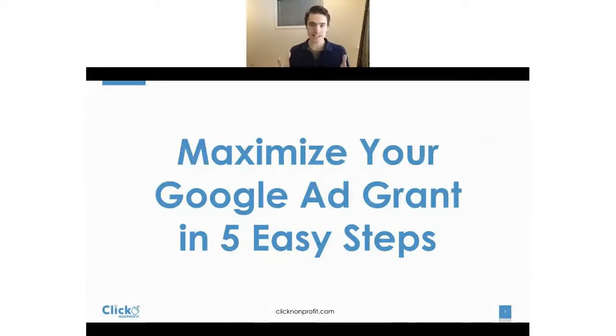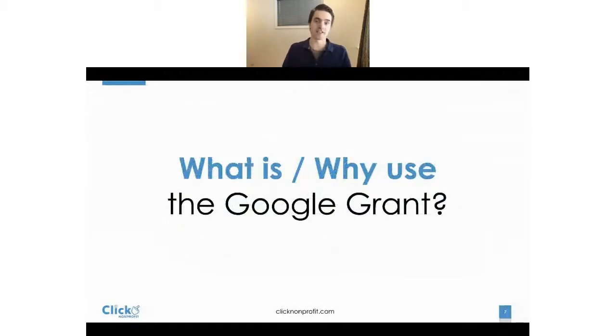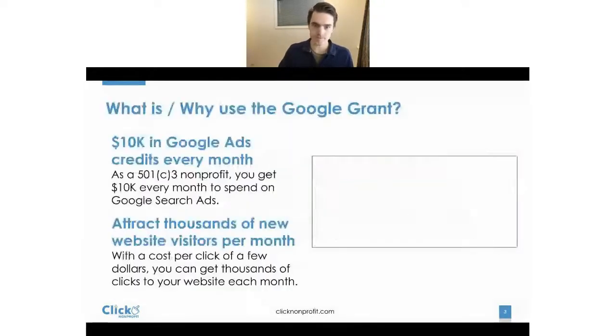So these 5 steps are what's going to get you to that point of really maximizing this grant. Now, before we dive into these 5 steps, I want to quickly go over, because some of you don't know exactly what this Google Grant is, or how you even get the grant. So we're going to briefly talk over what the Google Grant is and why you should use it, how to know if you're eligible for it, and then number 3, how you actually apply for it.